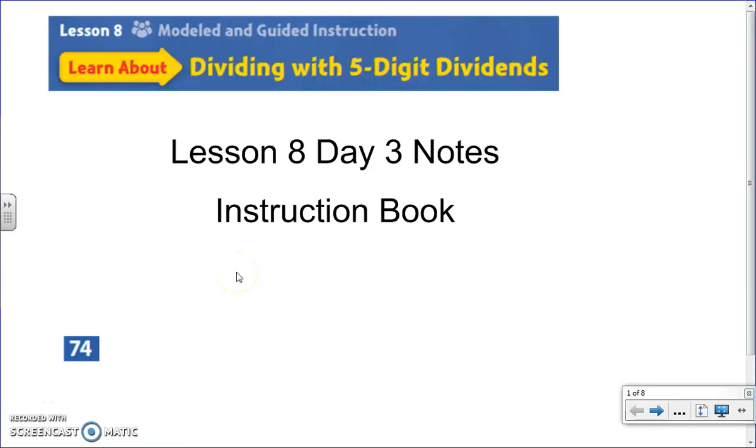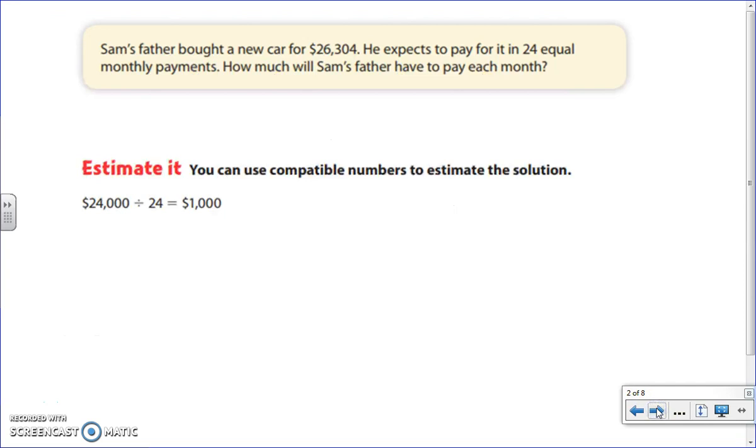Okay, this is Mr. Gillum, and today we're on Lesson 8, Day 3 notes in your instruction book on page 74. And we're going to be dividing with 5-digit dividends. So the numbers are going to get larger today.